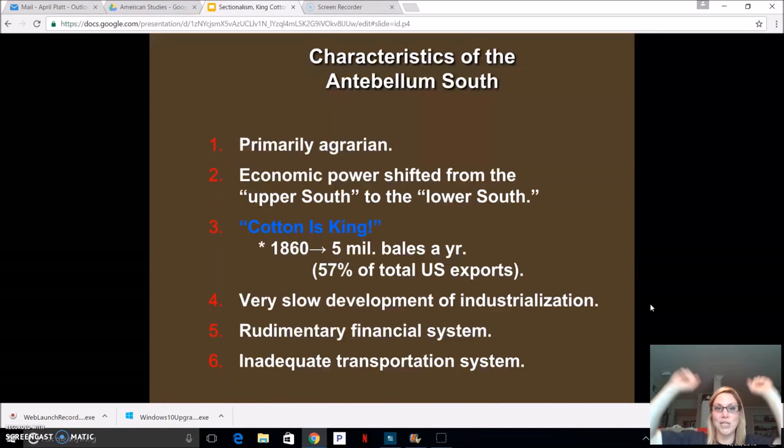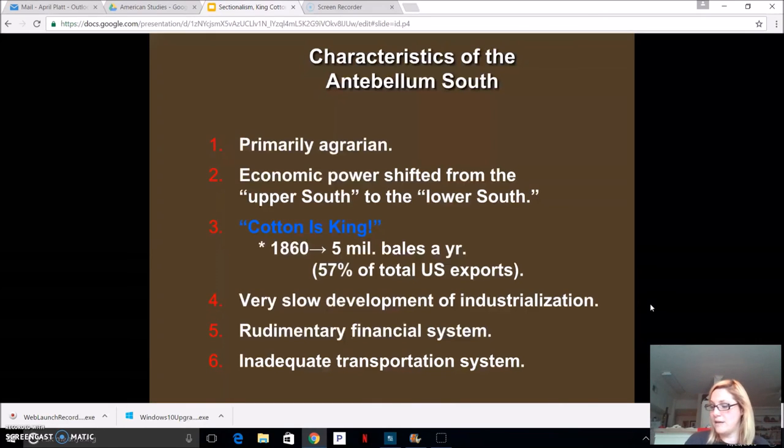And cotton is king! So, yes, people actually yelled that. It's the weirdest thing. But because of this, there was this short-sighted idea that industrialization wasn't necessary or wasn't as important as protecting the cotton industry. And so many things will occur. Atrocities will occur to maintain this way of life around cotton.